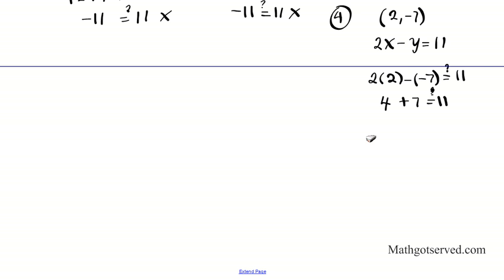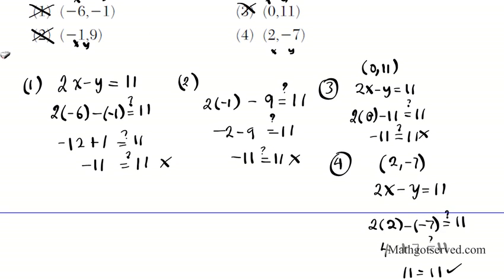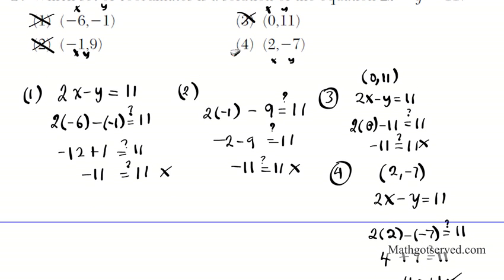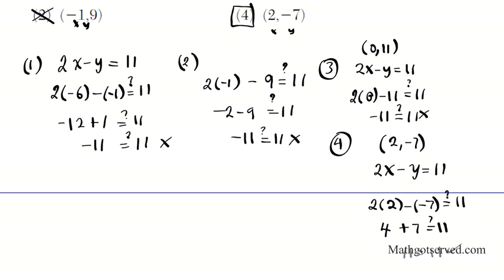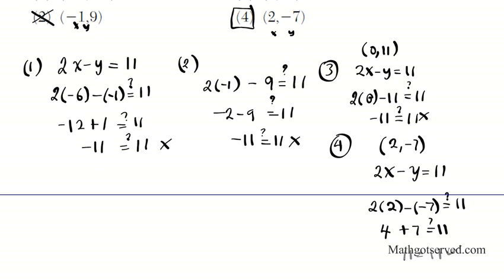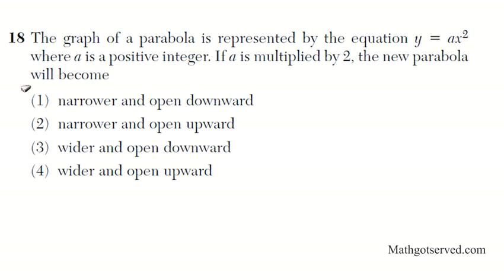Let me just write this again. So 4 plus 7 is 11. So 11 equals 11? Yes, that checks out. So the correct answer for number 17 is option 4. Okay? All right, so there you have it. Now let's move on to the next question, question 18.